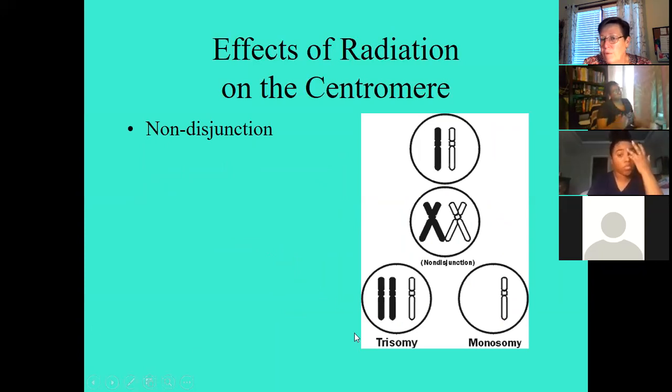So here's the example where we have trisomy or monosomy. Remember we mentioned Down syndrome? Down syndrome is trisomy 21. Down syndrome is a result of non-disjunction. Down syndrome is most commonly associated with an aging mother, you know, mothers over the age of 35. But it can happen really at any age mother, but it's just one example of an event that occurs spontaneously, but can also be radiation induced.